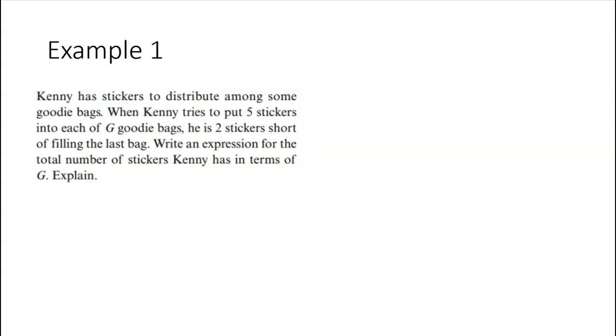All right, so let's just make sense of this for a second. So let's draw a picture. So Kenny has stickers and he's putting them in a bag. So we don't know how many bags. These are my bags. So we could have 1 bag, 2 bags, all the way to G bags. We don't know how many bags, right? G goodie bags. And so he's trying to put 5 stickers into each.